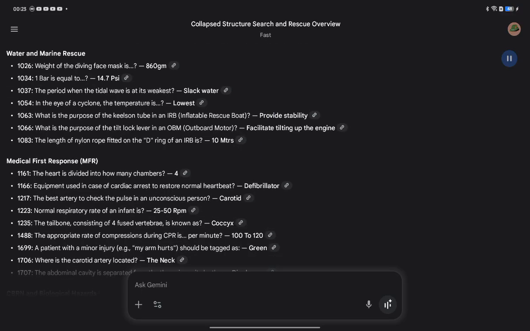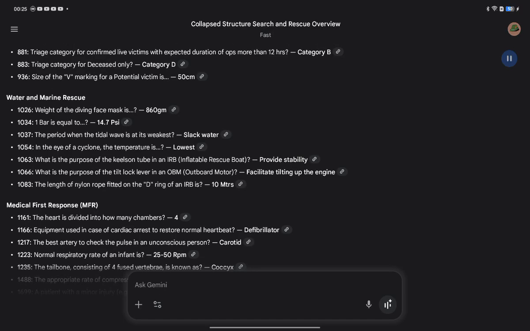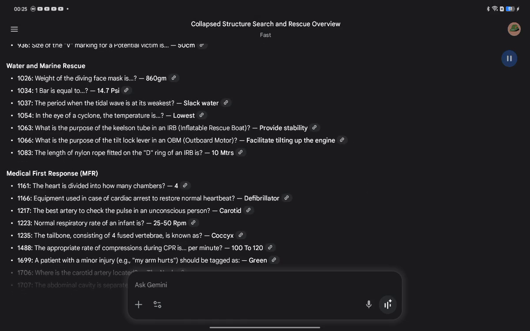60. Structural triage should be completed for each building in Category B. 883. Triage category for deceased only. Category D. 936. Size of the V marking for a potential victim is 50 centimeters.